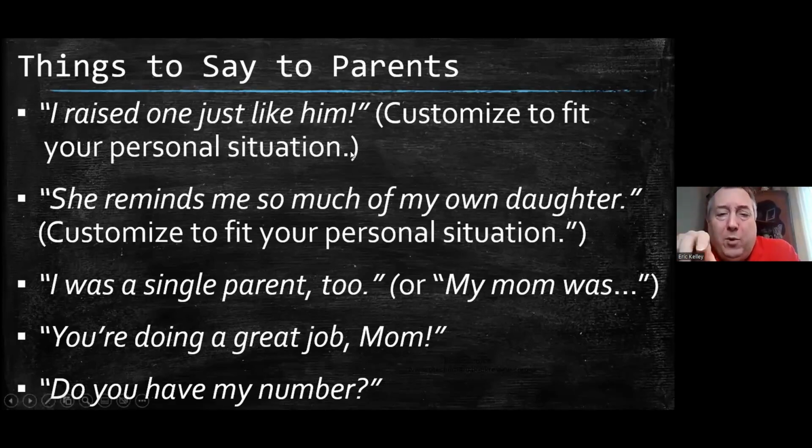Use your own situation. You may be a young lady fresh out of college. You're not married, you don't have children. You can't say, I raised one just like him, but perhaps you can say, I have a nephew just like him, or I have a brother just like him, or my sister has a son or daughter just like him. So customize it to fit your situation. Instead of, she reminds me of my own daughter, you may need to say, she reminds me of my sister, my niece, my best friend's daughter. Instead of, I was a single parent too, you may need to say, my mom was a single parent. My dad, my uncle, my aunt, my grandmother. Find some place where you can honestly connect with them. Don't lie, obviously, but you can probably find some way to relate using some variation of these statements.